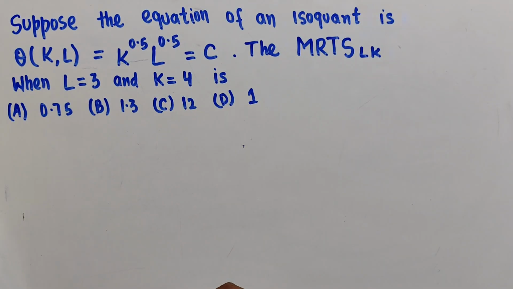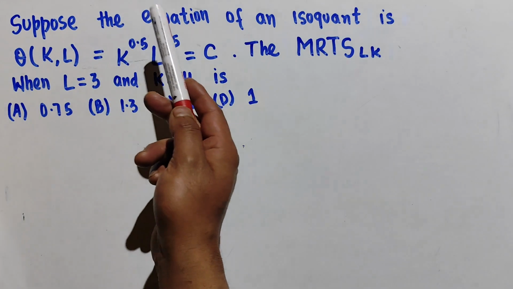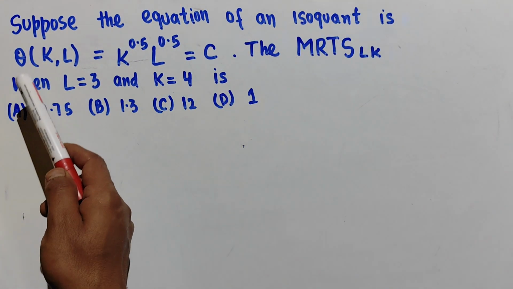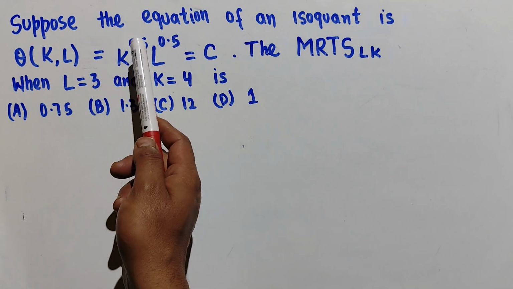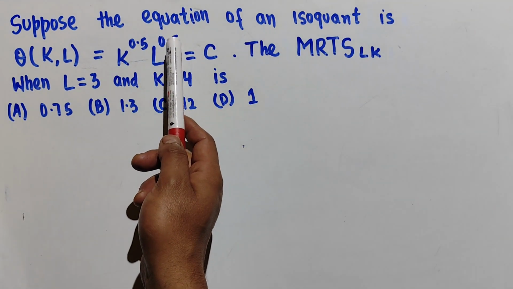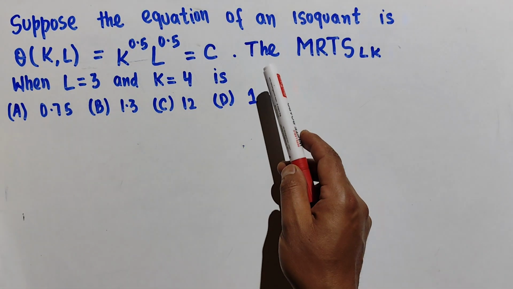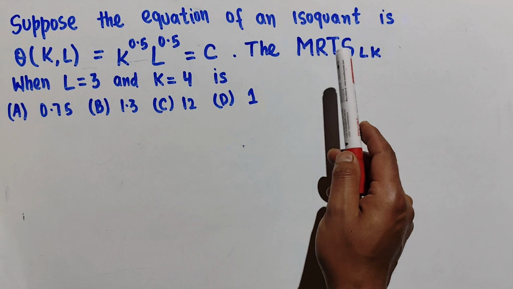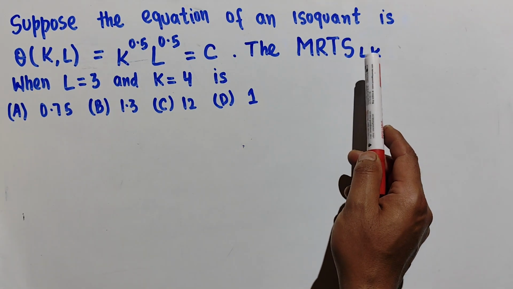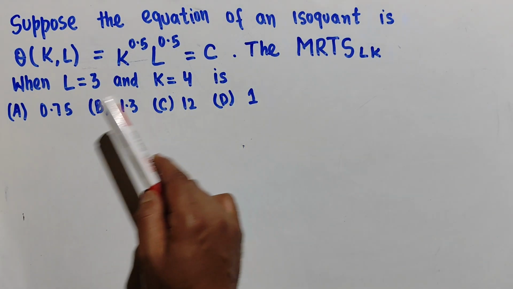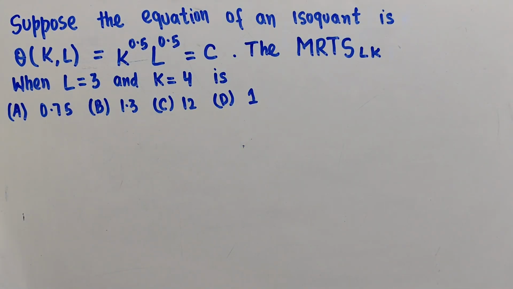Let us solve a question on marginal rate of technical substitution. The question is, suppose the equation of an isoquant is, that is, Q is a function of capital and labor, which is equal to K raised to the power 0.5 times L raised to the power 0.5, which is equal to C, where C is a constant. Then the marginal rate of technical substitution of labor and capital when L is equal to 3 and K is equal to 4 is, the options are being given. We need to find out the correct option.